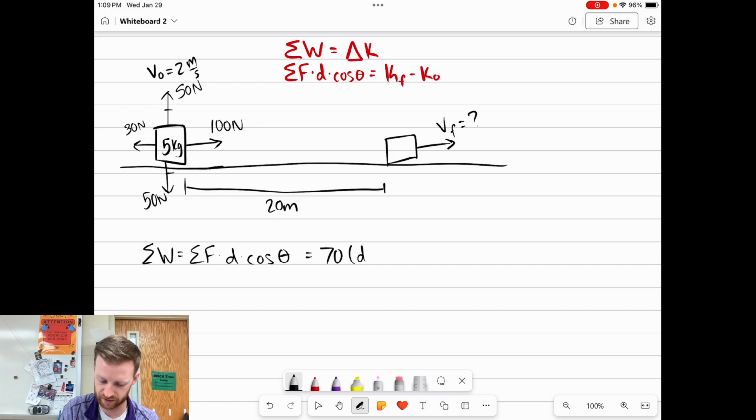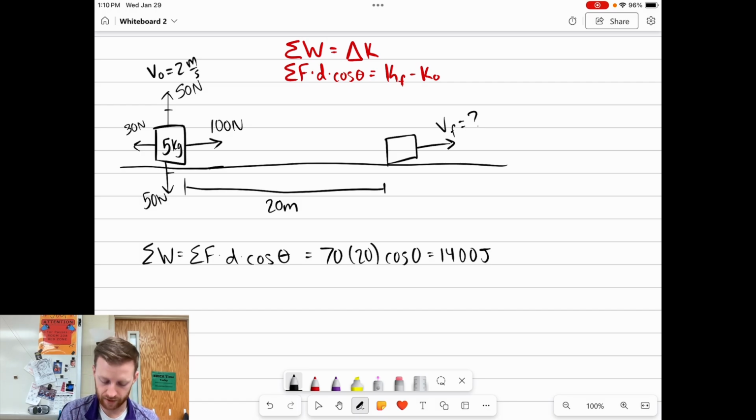So there's 70 there. And goes a total distance of 20 meters. And then what's my angle? Well, we have to think, net force is pointed right, distance is pointed right, so it's going to be cosine of 0, which is going to end up equaling 1. So 70 times 20 is going to give me a whopping 1,400 joules of work on my system.